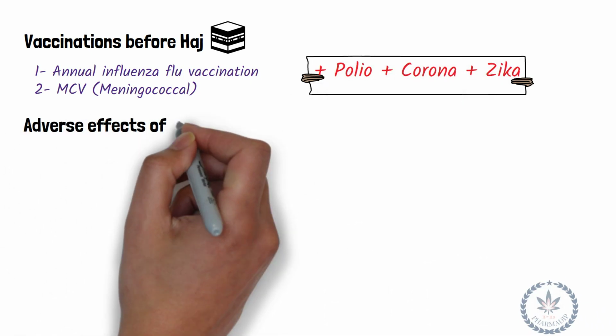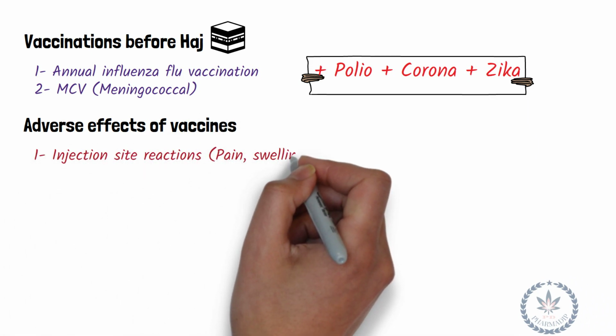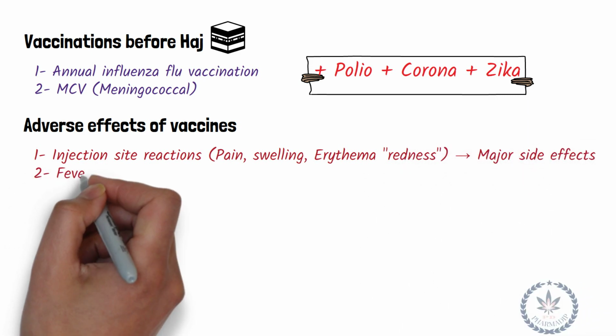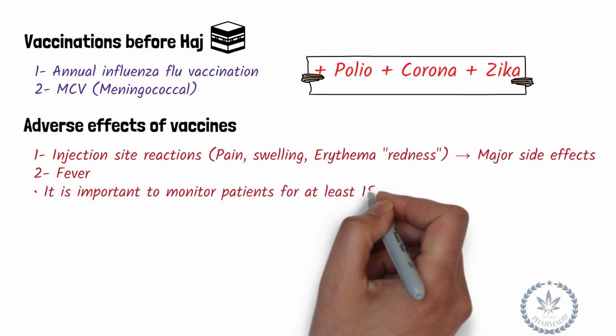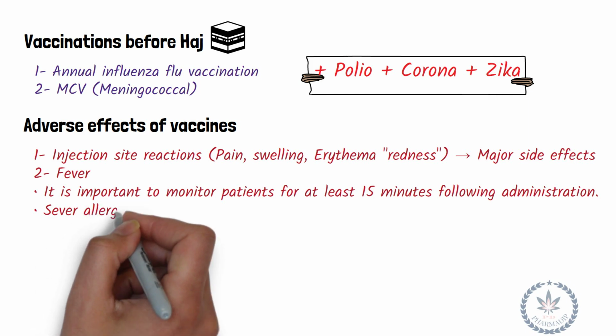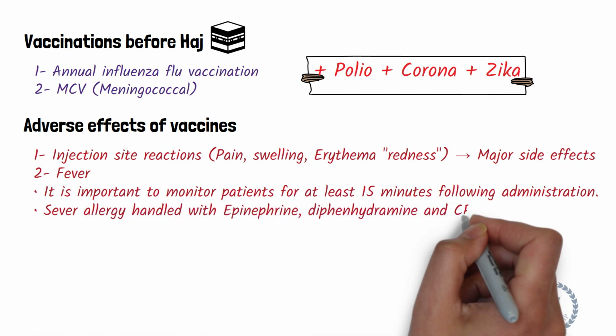Adverse effects of vaccines are injection site reactions such as pain, swelling, erythema, or redness, which are major side effects. Fever. It is important to monitor patients for at least 15 minutes following administration. Severe allergy is handled with epinephrine, diphenhydramine, and CPR.